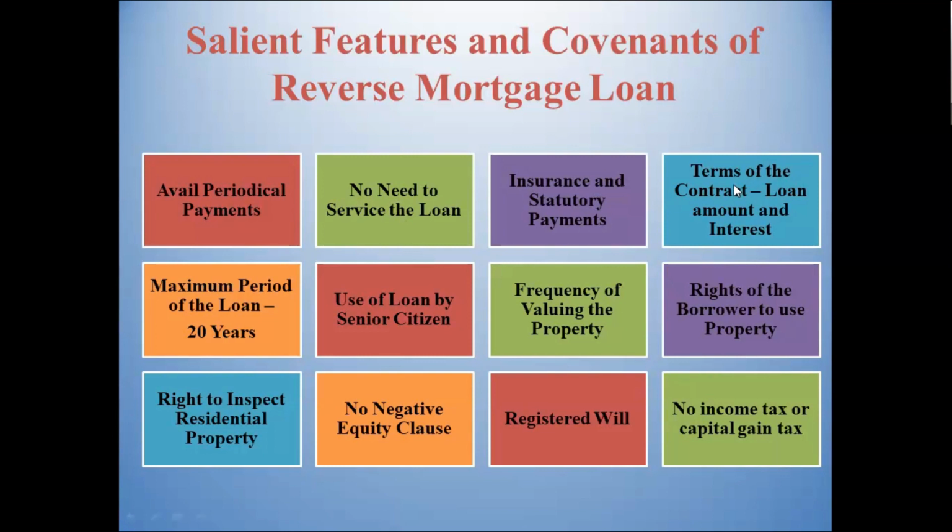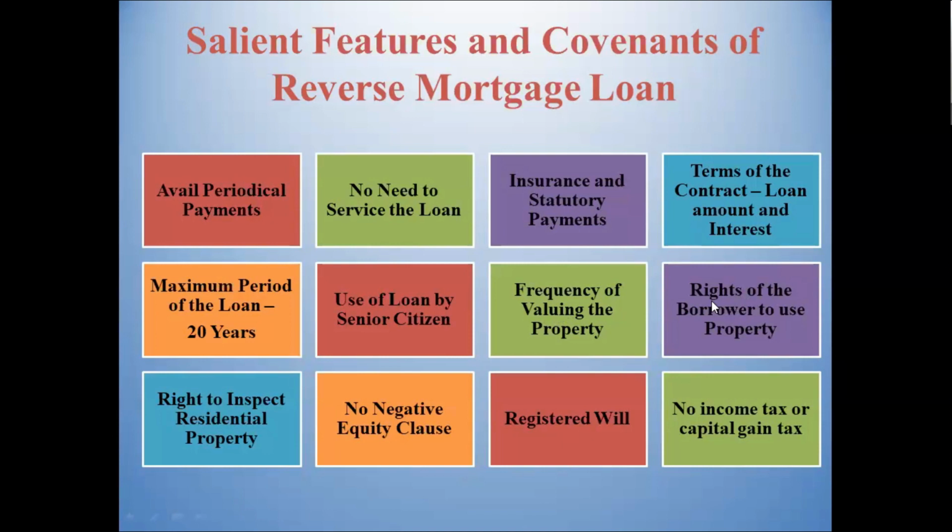The terms of the contract, both parties have to mutually agree upon, and these terms cannot be changed later on. Maximum period of the loan, I have already discussed, can be 20 years. And the money that is disbursed by the bank can be used only by the senior citizen. They can definitely give that money to their kids, but the bank will only disburse those funds to senior citizens. And it is up to the bank how frequently they want to revalue the property. Normally, every 3 to 5 years, banks would like to revalue the property.